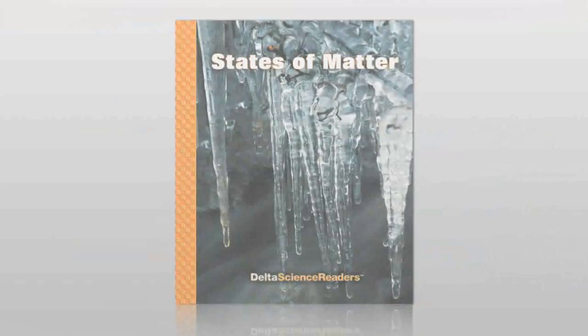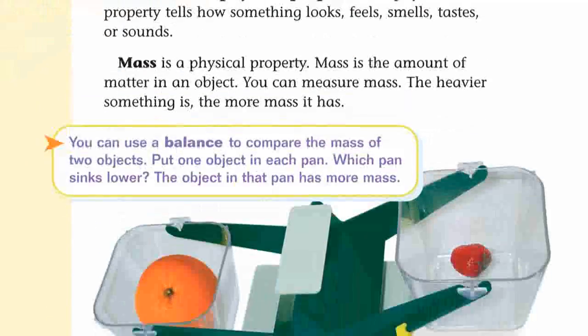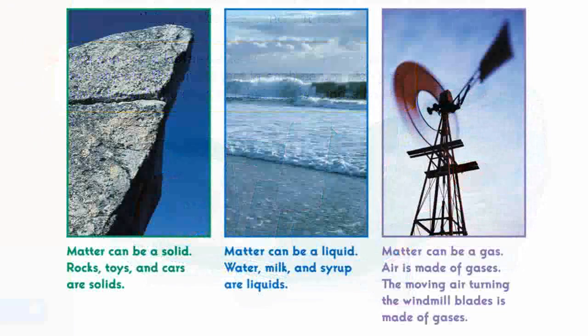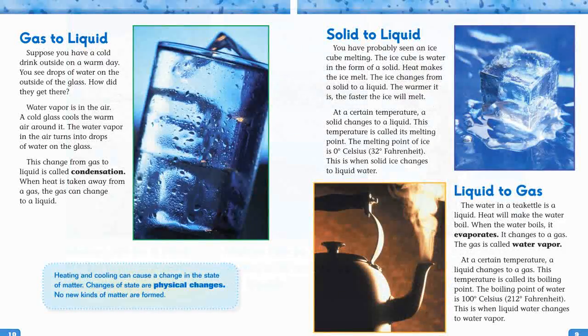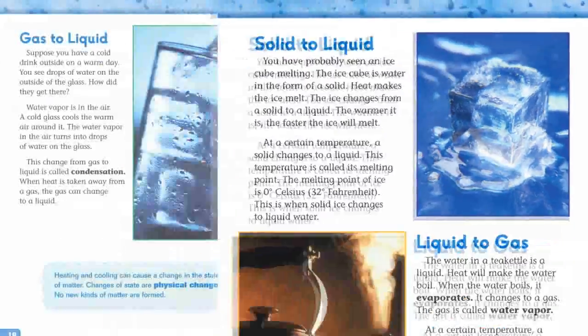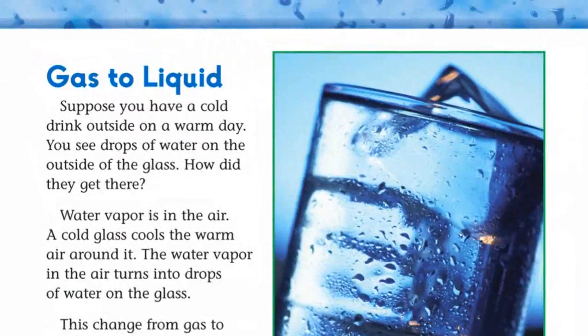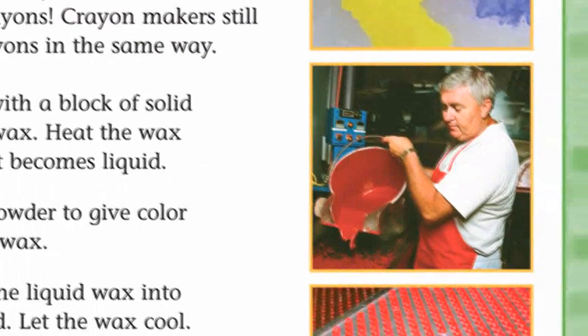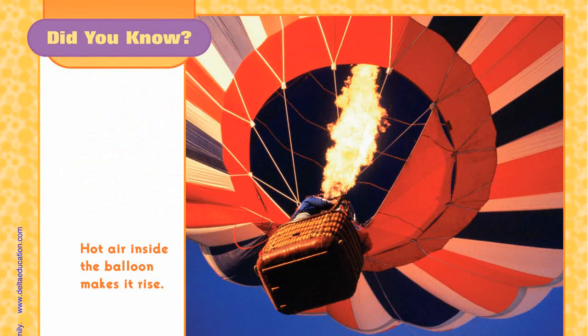Finally, the Delta Science Reader, States of Matter, introduces students to matter and its physical properties. Students learn about 3 states of matter: solid, liquid, and gas. They read about changing from one state to another by melting, freezing, evaporation, and condensation. Students meet 2 scientists who work with matter in different states, one at a crayon factory and another in Antarctica. Finally, they discover how heating gases keeps a hot air balloon afloat.